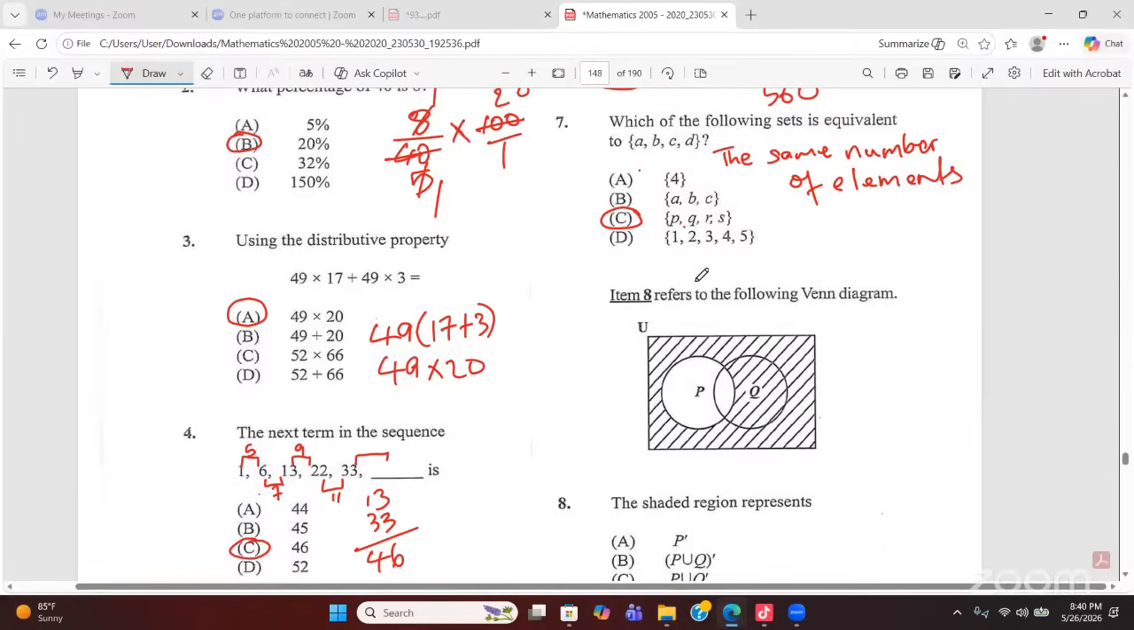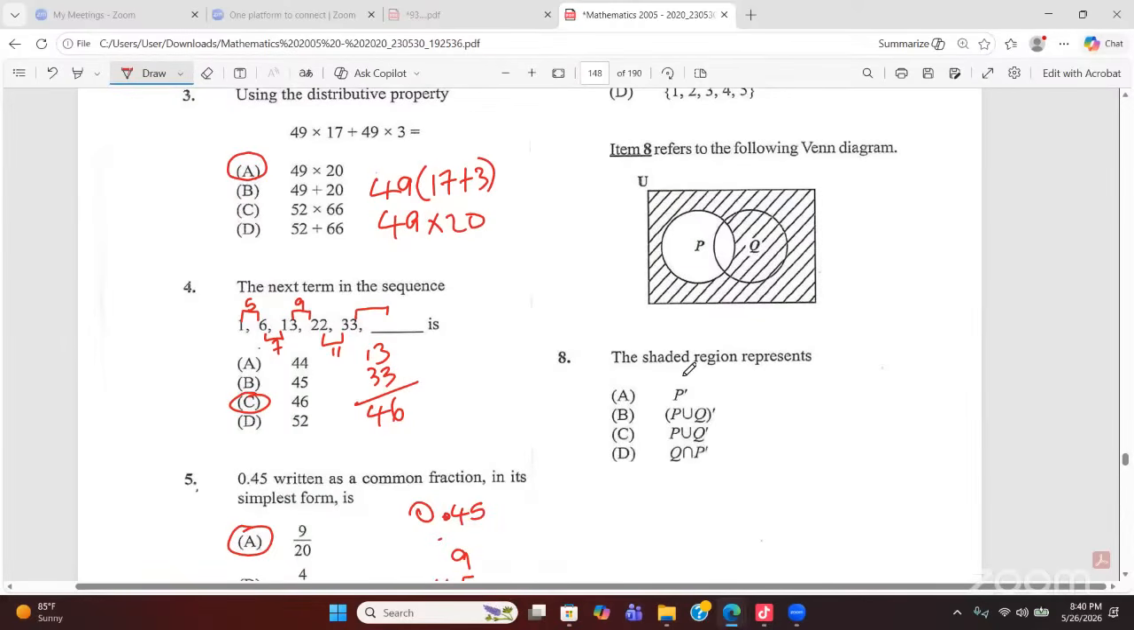Let's take a look at this. This is a highly repeated question. The shaded region refers to what? Let me see the answer coming through now. Come on, YouTube. What do we got here? What are we looking at?